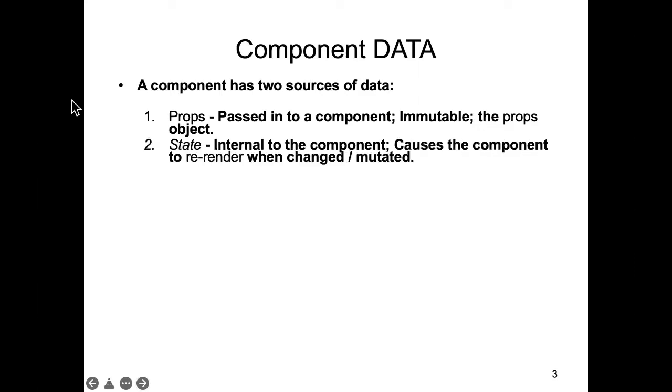Now, the second aspect of a component's data is what's called state. And state is kind of everything that props isn't. State is data that is managed internally by the component. Secondly, it is mutable, and whenever you mutate or change a component's state data, then that component re-executes and potentially changes what it displays. So it's what makes the component dynamic, as we'll see.